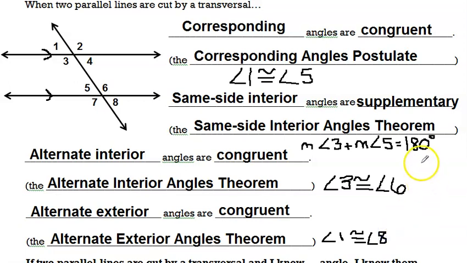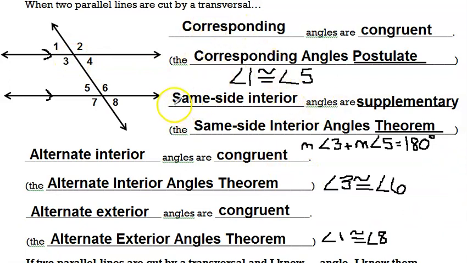Corresponding is the only one of the 4 that is listed as a postulate instead of a theorem. But if you get that wrong, I will not dock you points. If you can reference it correctly and you just get that last word wrong, I will not dock you. Because again, if math teachers can't agree, then why should we? It's okay. So we got this. We got 4 of them.